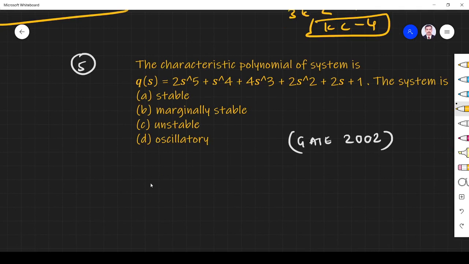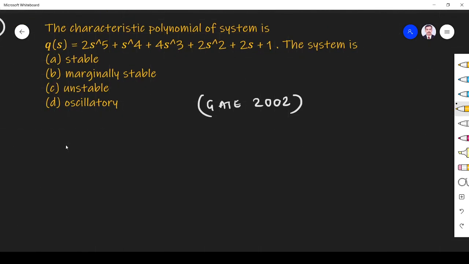Okay, what is the question? The characteristic polynomial of a system is given by q equal to 2s power 5 plus s power 4 plus 4s cube plus 2s squared plus 2s plus 1. They are asking whether the system is stable or not. So first we write the characteristic equation.